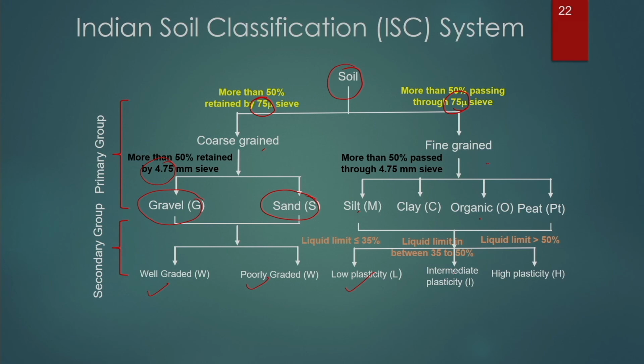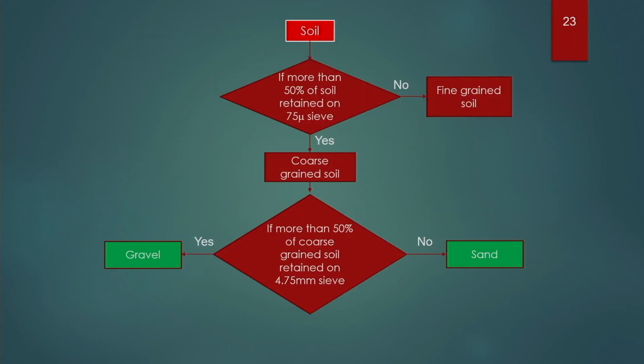If it is between 35 to 50%, it will be known as intermediate plasticity. If it is more than 50%, it will be known as highly plastic soil. If we put all this into a chart diagram, you can see the soil here.